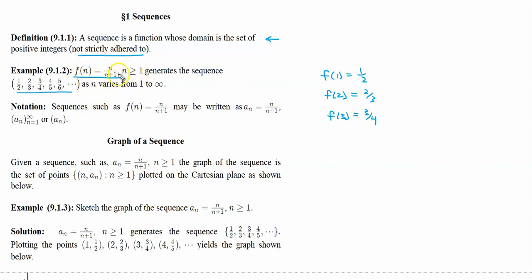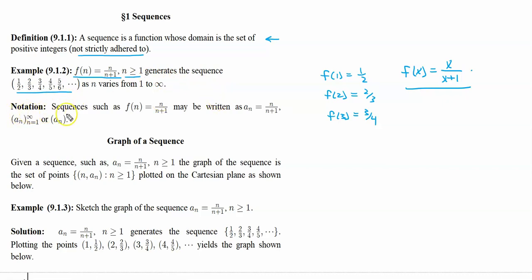Oftentimes these sequences that we'll be studying look like regular functions that we've studied before. For example, f of x is x over x plus 1. We've studied functions like that. All we're doing here to turn this into a sequence is restricting x to only take on integer values. In particular, the integers 1, 2, 3, 4, and so on to infinity.